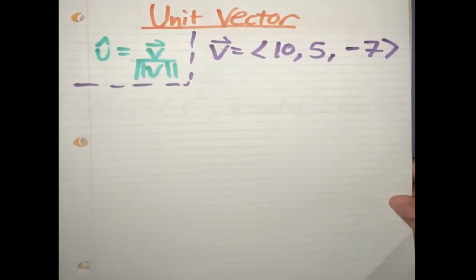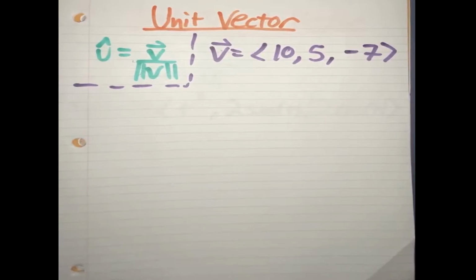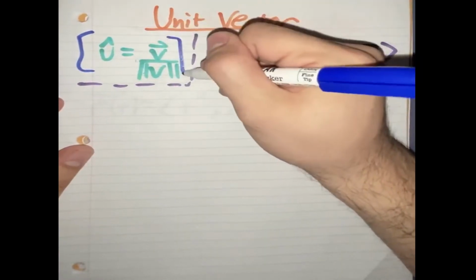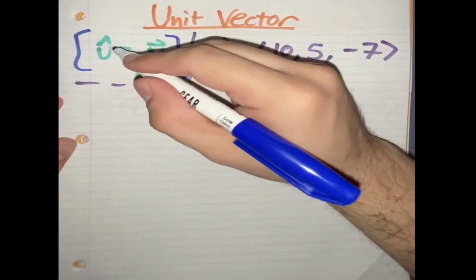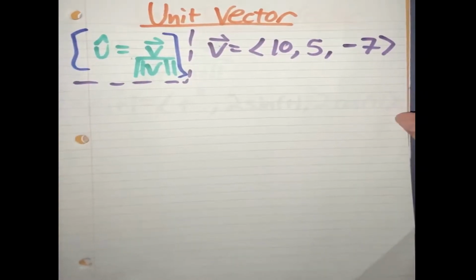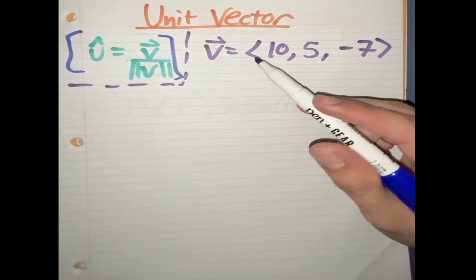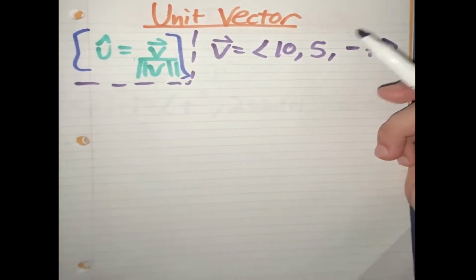Hello guys. So in this video, we're going to find out how to find a unit vector, which is honestly a very simple process. We have a formula right here. Anytime you see U hat, this little caret symbol, it means that it's a notation for unit vector. So basically we have our vector v, and we divide it by the magnitude of our vector v.